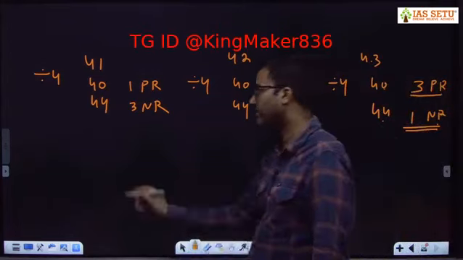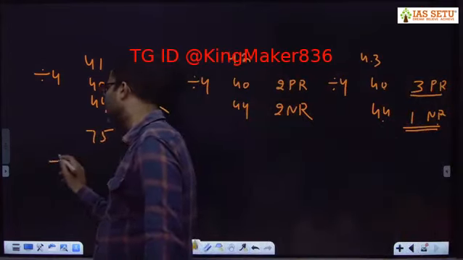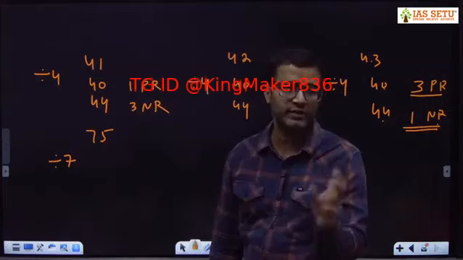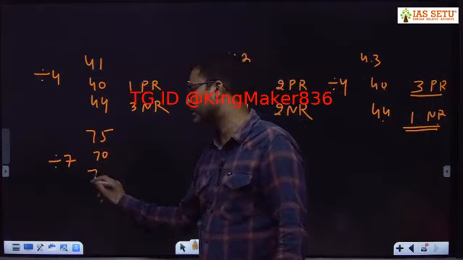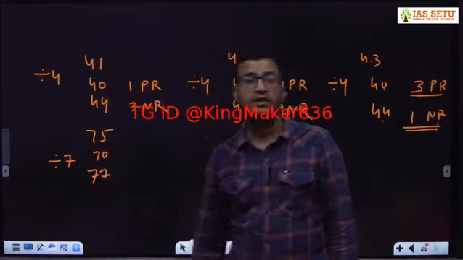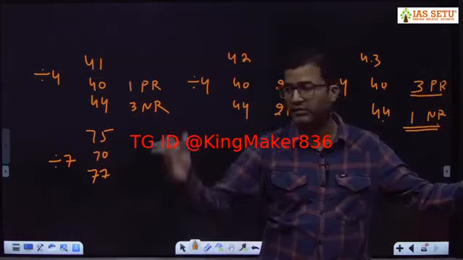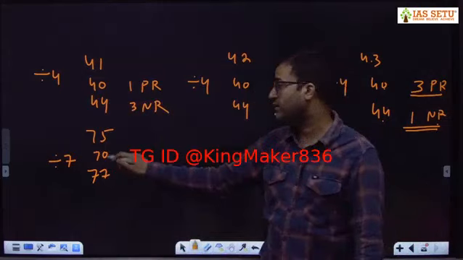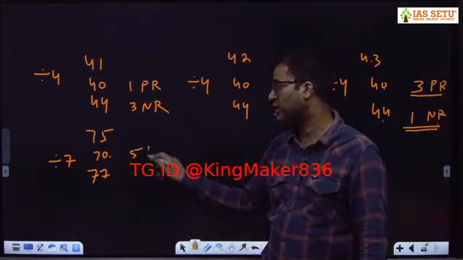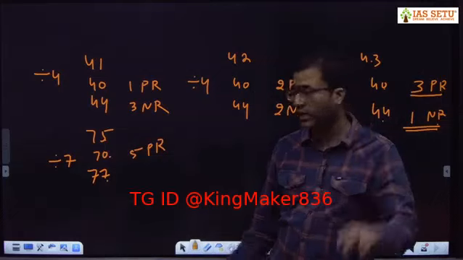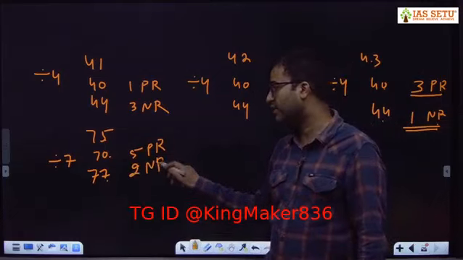Similarly, like 75. When you divide by 7, there are two multiples of 7 near to 75. One is 70, another is 77. 75 lies between two multiples of 7. As compared to 70, it is 5 extra, so 5 positive remainder. As compared to 77, it is 2 less. Less means negative thing, 2 negative remainder.